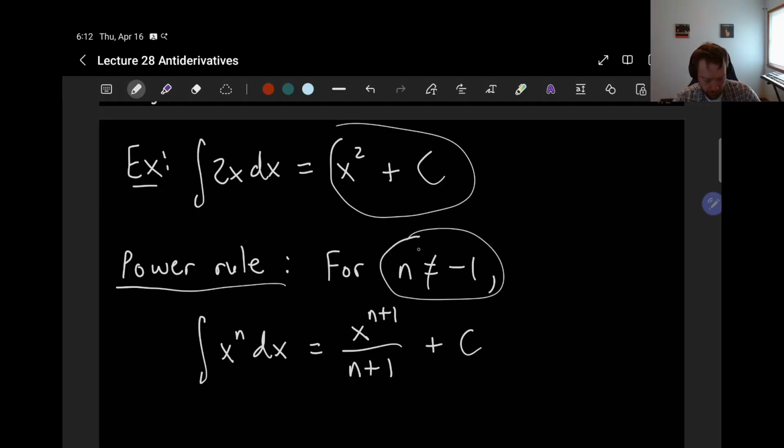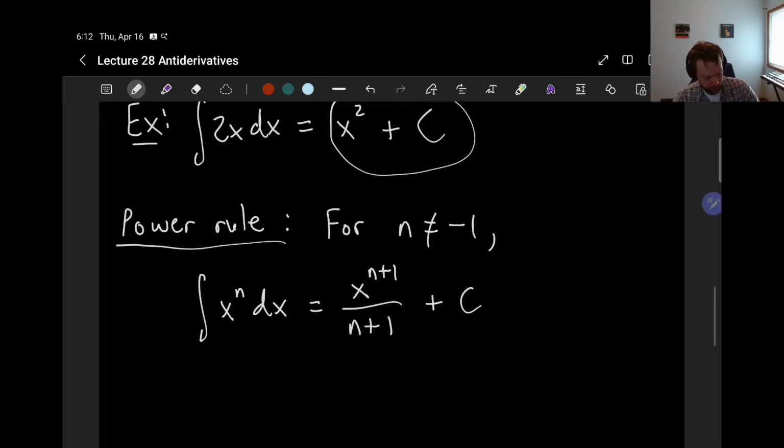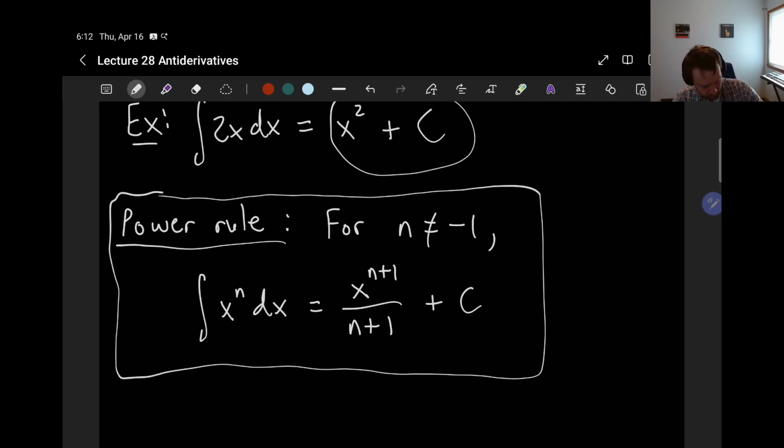So you see why we say that -1 doesn't work? Because if you plug it in here, you're dividing by 0. The formula breaks down. We will address that -1 case in a little while. But as long as the exponent here is not -1, then you get this nice little power rule formula. And again, it's the reverse of the derivatives power rule.